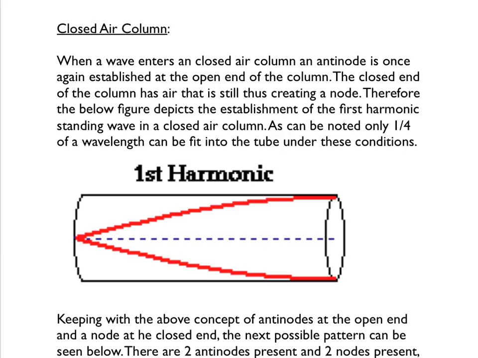Okay, now let's talk about closed air columns. When a wave enters a closed air column, an antinode is once again established at the open end of the column, just as before, and the closed end of the column has air that is still, thus creating a node. So this is what it looks like, and if you notice, only a quarter of a wavelength, so going this direction from the crest to the midpoint, that's a quarter of a wavelength, and that's what can fit into the tube under these conditions.